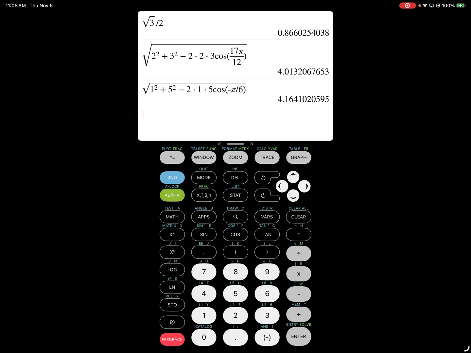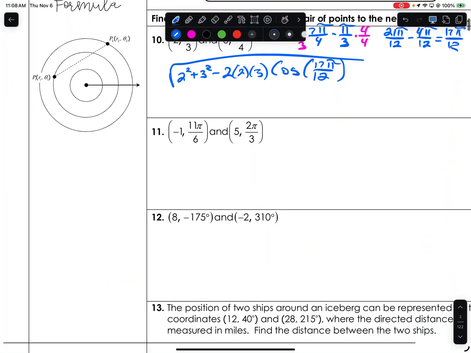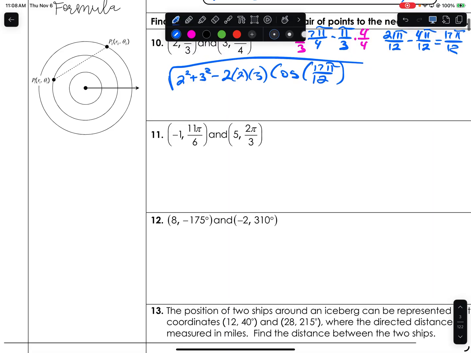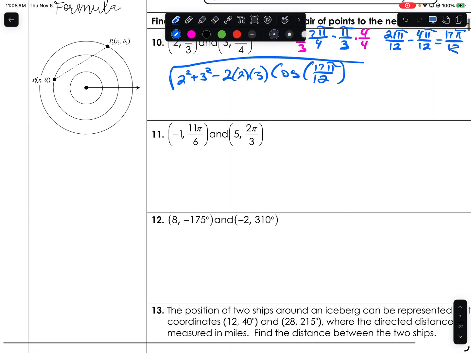Did you get 4.01? It's the middle one you're looking at, right? Anyone need... We good? Okay, we keep going. Do you need to do one more of those, or are you good? You're just plugging into the formula, right? So just get a common denominator. You can do it in degrees, right?